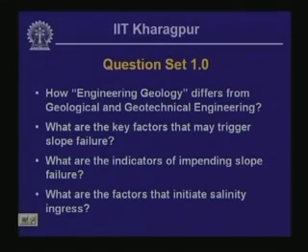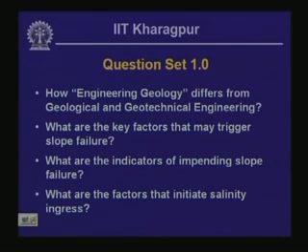The third question that I asked was what are the indicators of impending slope failure. Now, this I discussed in passing when I was making the presentation the last time, and one of the major indicators of impending slope failure is appearance of cracks near the top of the slope. If such cracks are detected while inspecting a slope, that is taken by engineering geologists as an indicator of impending failure of the slope. The fourth question that I asked was what are the factors that initiate ingress of salinity.